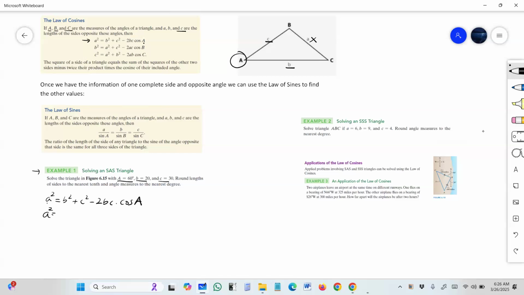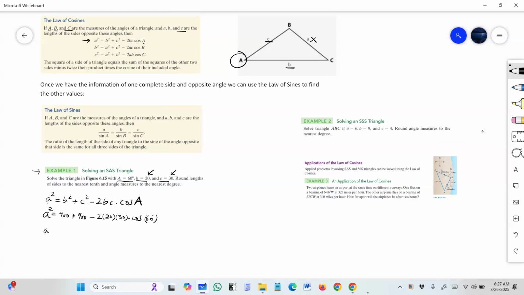So let's see, A squared equals, the side B is 20, so B squared is 20 squared, which is 400, plus C squared, which is 30 squared, which is 900, minus 2 times B, which is 20, times C, which is 30, times cosine of the angle A, which is 60 degrees.